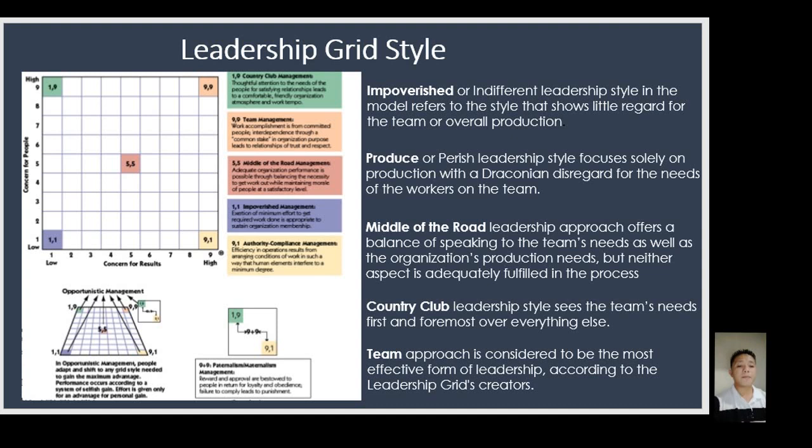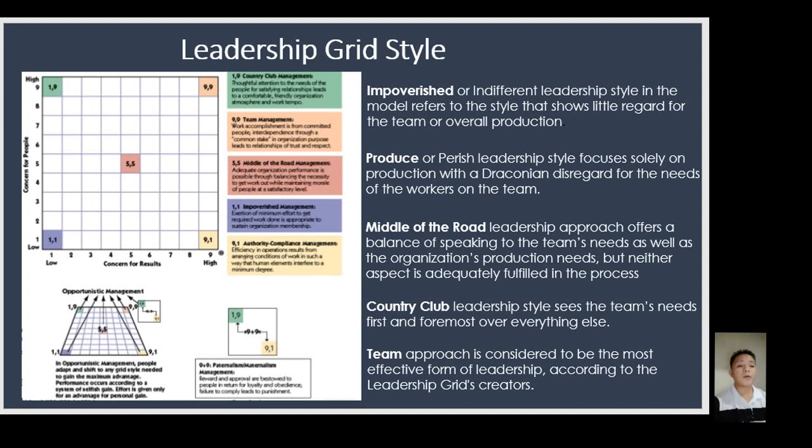The first, the impoverished or indifferent leadership style in the model, refers to the style that shows little regard for the team or overall production. Such leaders' efforts and concerns are more centered on self-preservation, which includes not allowing any actions to blow back on them. The second is the produce or perish leadership style, which focuses solely on production with a draconian disregard for the needs of the workers on the team.